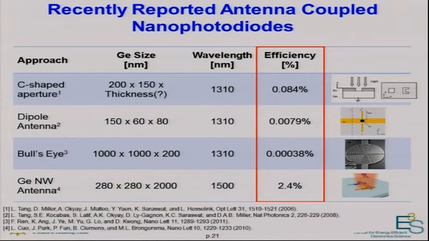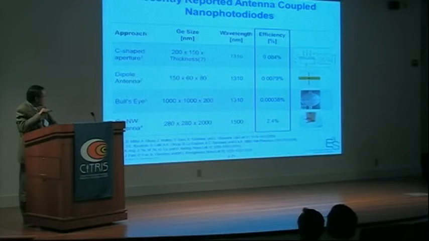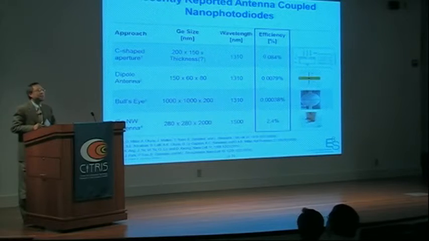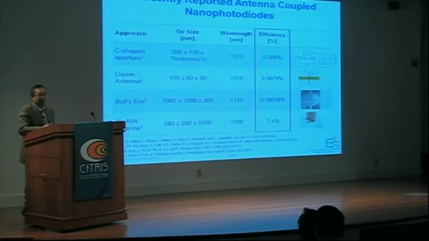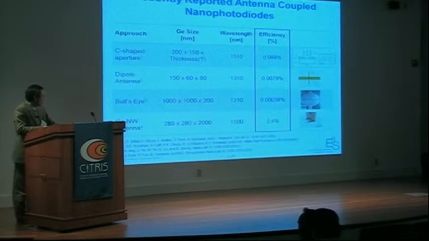If we look at the results currently reported by a few research groups, this includes an aperture antenna, dipole antenna, the so-called bullseye antenna, and some antennas made by nanowires. I'll direct your attention to this efficiency column. All of them have efficiency lower than 0.1%. So this is a worrisome sign that maybe we can concentrate light to such a small area, but fundamentally it's a lossy process. On the way there, we lose most of the light, which defeats the purpose of having a high-performance, more sensitive nano detector.